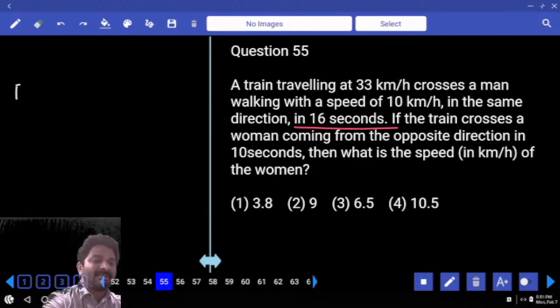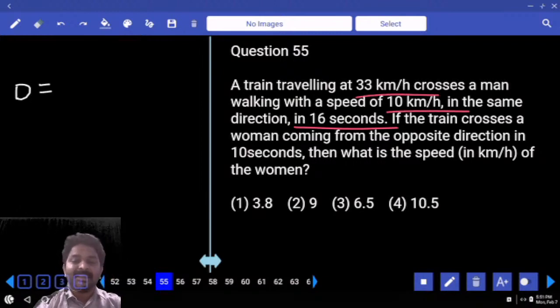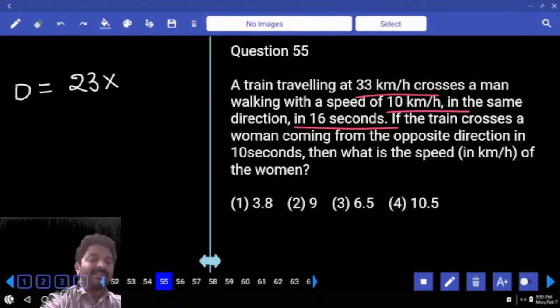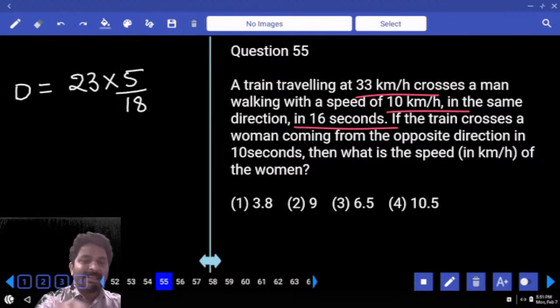So distance is equal to train length, which is equal to, when both person and the train are moving in the same direction, relative speed is S1 minus S2. That is 23 km per hour only. 23 km per hour, convert into meter per second. 5 by 18, correct. Speed in meter per second multiplied by time taken mentioned as 16. Clear? Now this is what the train length.